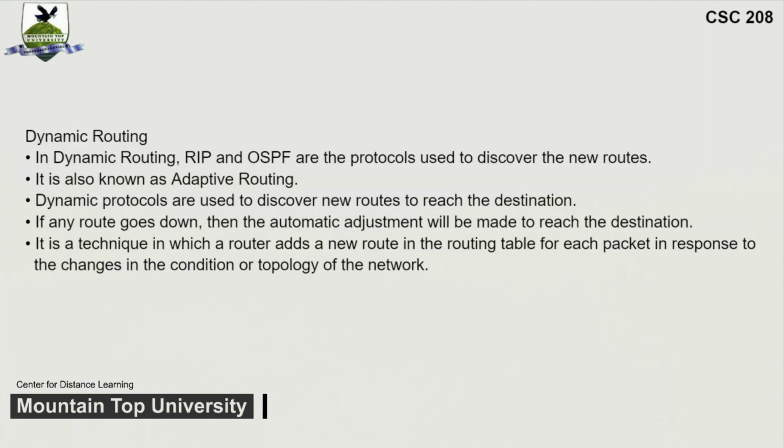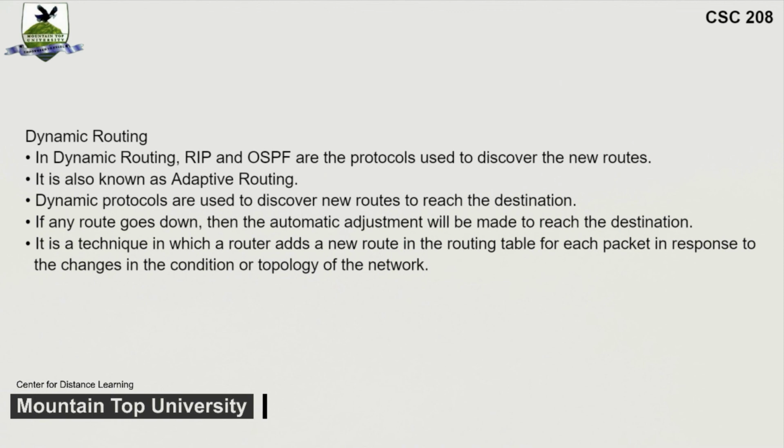Dynamic routing. In dynamic routing, RIP and OSPF are the protocols used to discover the new routes. It is also known as adaptive routing. Dynamic protocols are used to discover new routes to reach the destination. If any route goes down, then an automatic adjustment will be made to reach the destination. It is a technique in which a router adds a new route in the routing table for each packet in response to the changes in the condition or topology of the network.